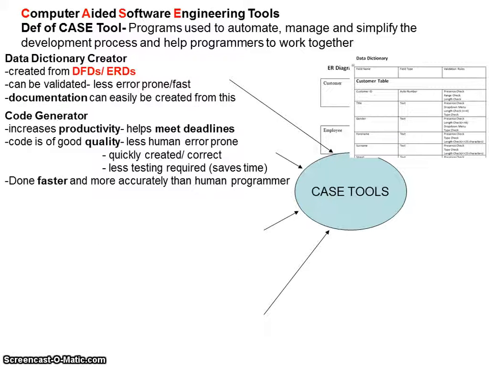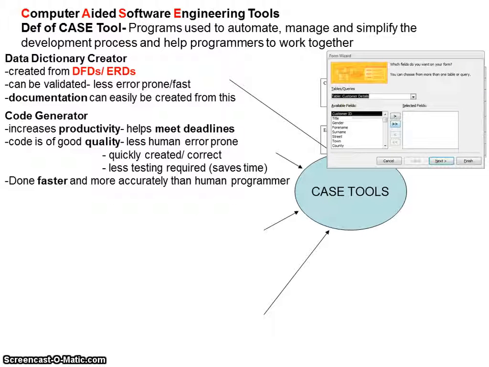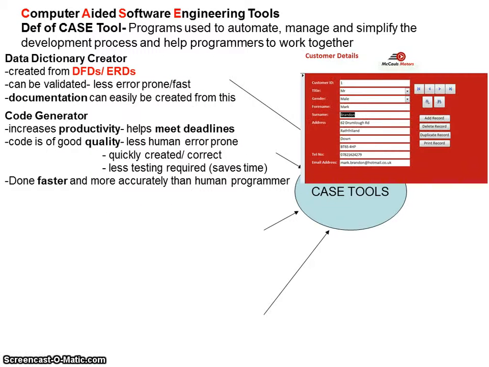Another one would be a code generator. If you think back to the code or programs that you were creating, you might have used a form wizard. This is an example of a code generator. It generates all the code that you need for a form. This increases your productivity as a developer. It helps you meet deadlines. It speeds you up. It automates the process. It simplifies the process.